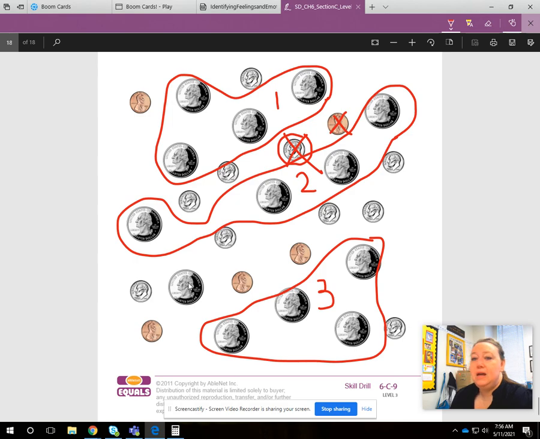Okay. Now it's your turn, friends. I want you to practice making a dollar with 4 quarters. So that's important to remember. 4 quarters equals $1. All right?